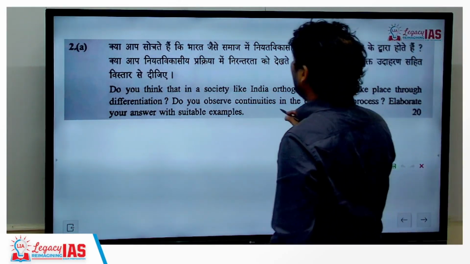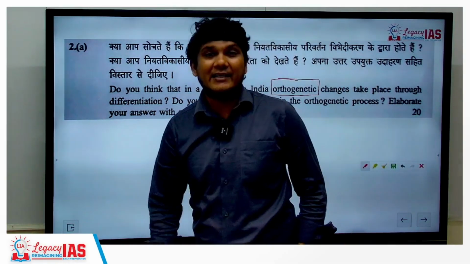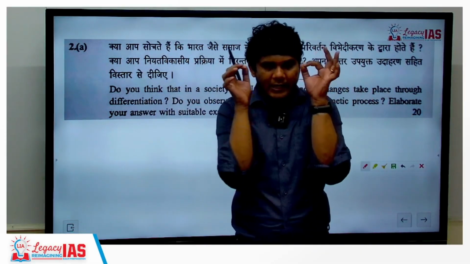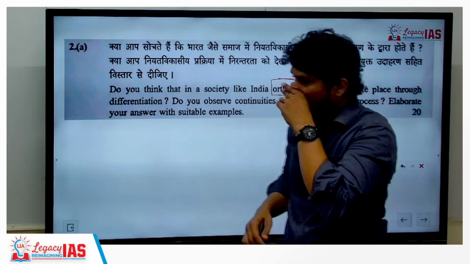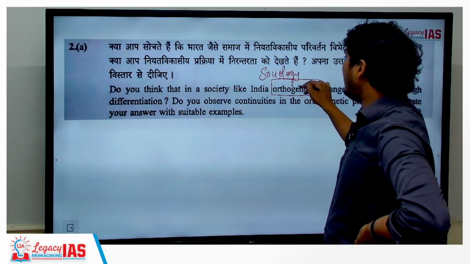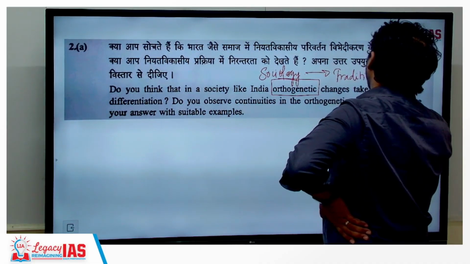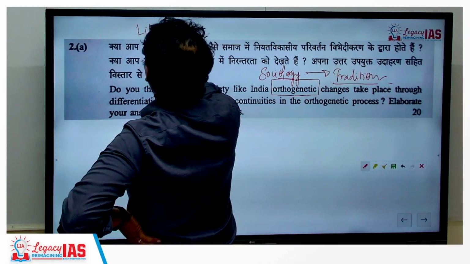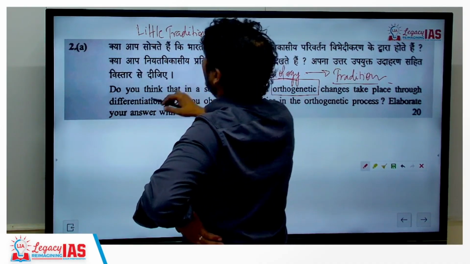Now remember, the term orthogenetic can have different meanings depending upon the different subjects of study. For example, the psychological meaning would be the changes in a human being, in the mind of the human being. But in sociology, it means the changes that are taking place in the tradition. So what changes are taking place? There are traditions, the little tradition and the great tradition.